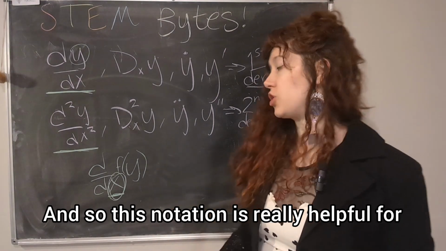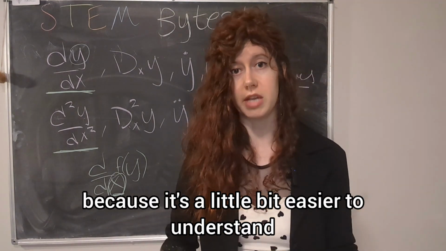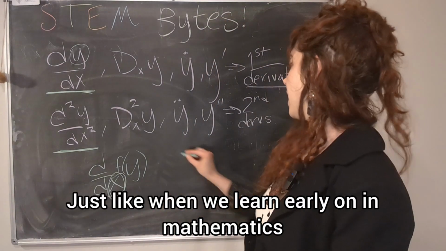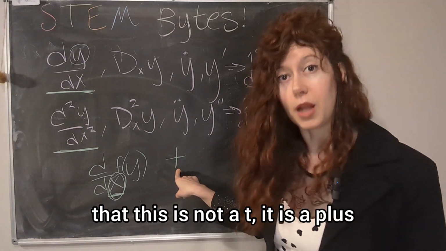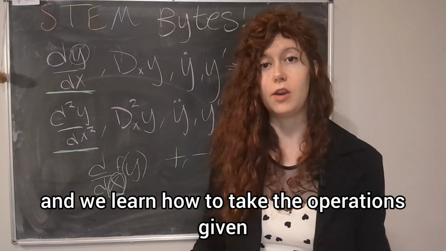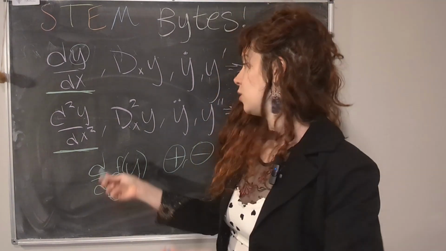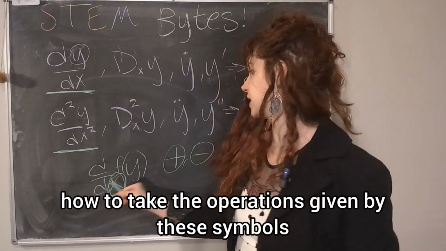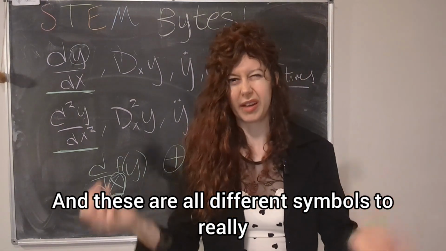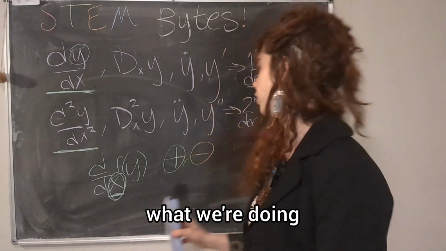And so this notation is really helpful for folks just learning calculus because it's a little bit easier to understand what the operation is. Just like when we learn early on in mathematics that this is not a t, it is a plus, that this is a minus sign, and we learn how to take the operations given by these symbols. When we get to calculus, we have to learn how to take the operations given by these symbols. And these are all different symbols to really express the same thing. And so we might see them in different contexts depending on what we're doing.